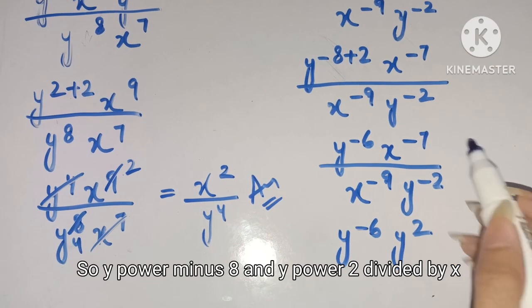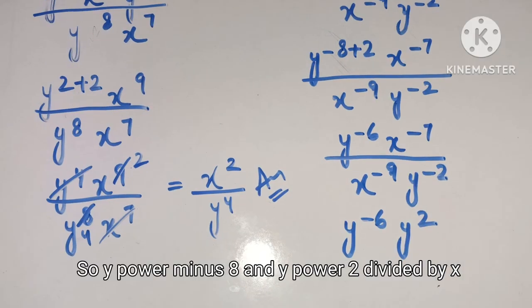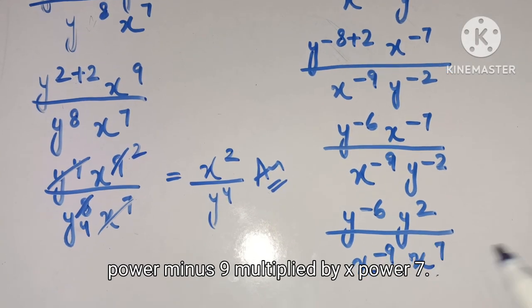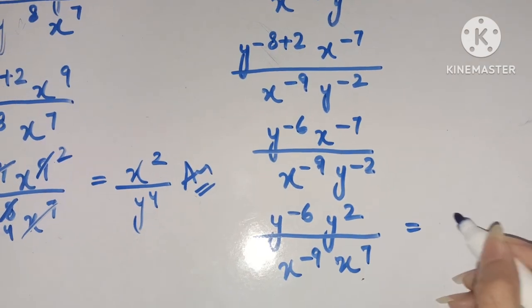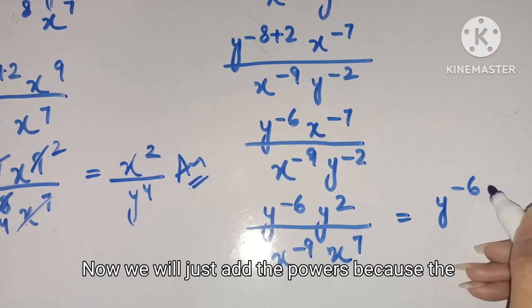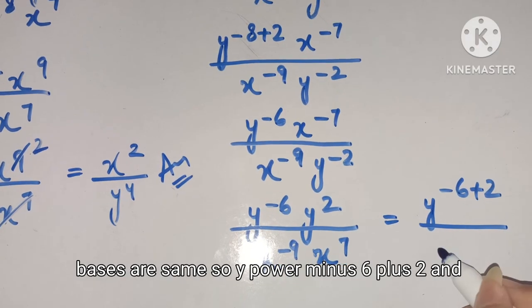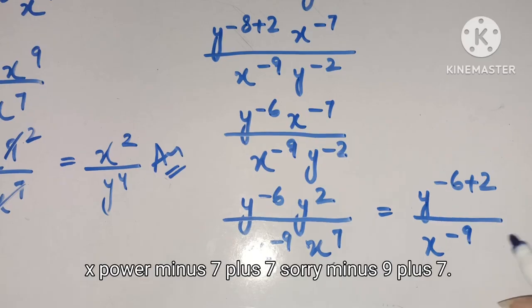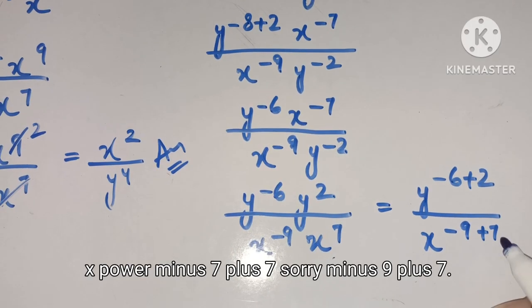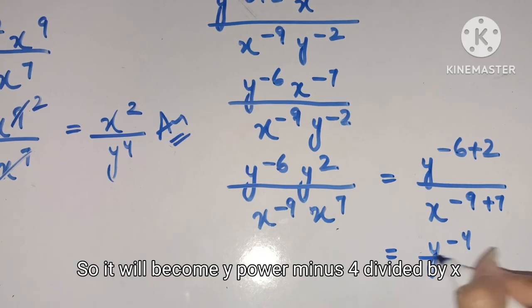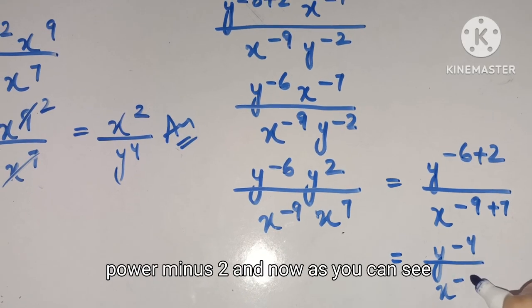So y power minus 6 and y power 2 divided by x power minus 9 multiplied by x power 7. Now we will just add the powers, because the bases are same. So y power minus 6 plus 2 and x power minus 7 plus 7. Minus 9 plus 7. So it will become y power minus 4 divided by x power minus 2.